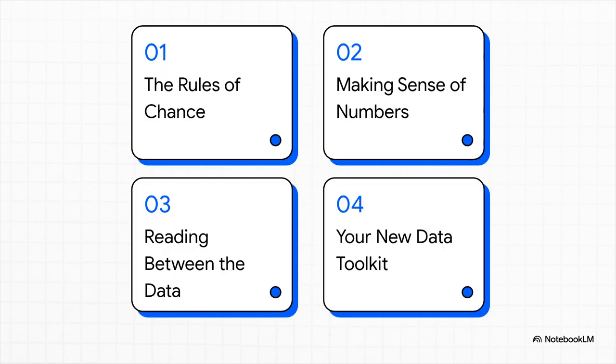So, here's the game plan. We'll kick things off with the rules of chance. Then, we'll get into making sense of numbers with some basic stats. After that, and this is a big one, we'll learn how to read between the lines of data. And finally, we'll wrap it all up into your own personal data toolkit.